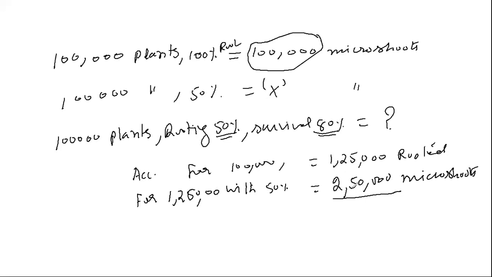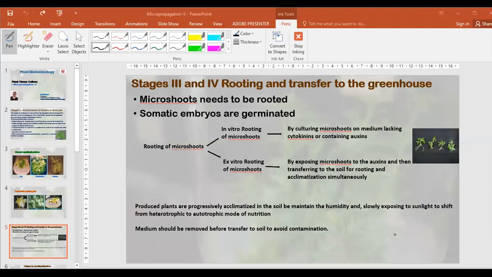Now that is the importance of efficient rooting of microshoots. And this step is a big problem. Both these steps are a big problem in the micropropagation industry. Both these steps are not easy, straightforward steps in the micropropagation industry.